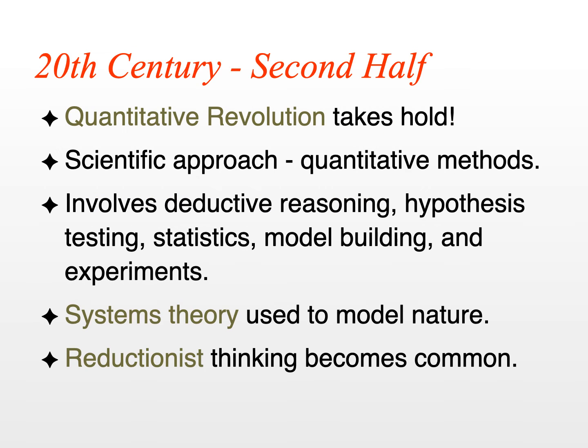Let's now look at important developments after 1950. The most important thing occurring during this period is the quantitative revolution. We were using quantitative methods and a scientific approach to figure out how the universe works. This quantitative revolution involved deductive reasoning, hypothesis testing, statistics, model building, and experiments.